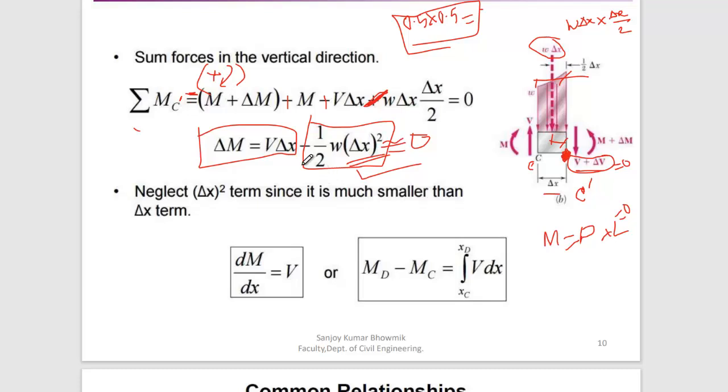So we got del M equals V del x. Instead of this, we can consider del M by del x equals V. What does it mean? If we do the differentiation of moment, we get the shear. In the opposite way, if we do the integration of shear, we get the moment.